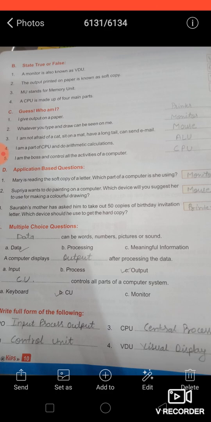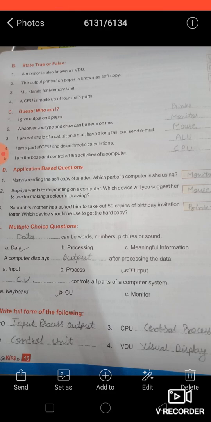So what Saurabh can do, he can use a printer for getting 50 copies of birthday invitations. Next we have the MCQs, multiple choice questions. So you have 3 options for each, like can be word, number, pictures or sound. So data can be word, number, picture, anything. And a computer displays output after processing the data.